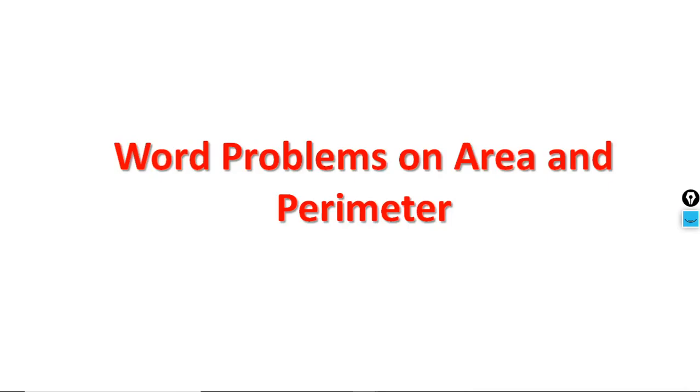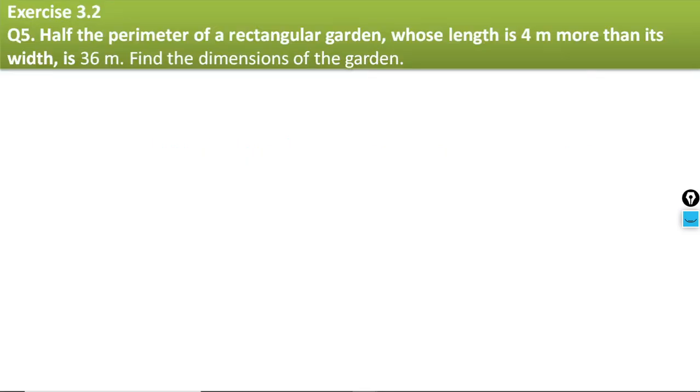Hello students, in this video I am going to discuss the word problems on area and perimeter. Let us try some problems. In this question, half the perimeter of a rectangular garden whose length is 4 more than its width is 36 meter. Find the dimension of the garden.